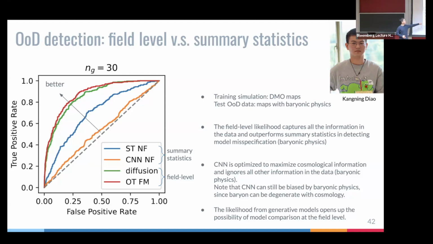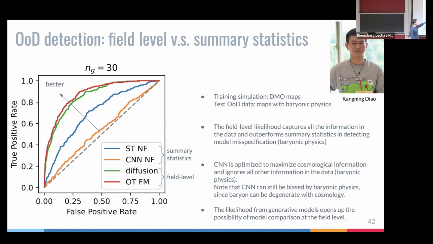No, the CNN learned statistics is actually pretty high dimensional. We tried different latent spaces from 64 to 256. Oh, okay. So it's not that you only learn two summary statistics. Yeah, it's a latent space, a high dimensional vector, but we maximize the cosmological information in that vector. Yes.